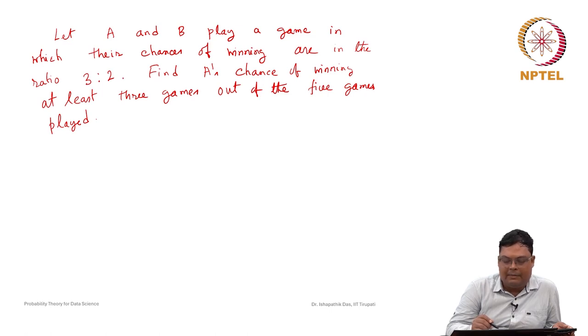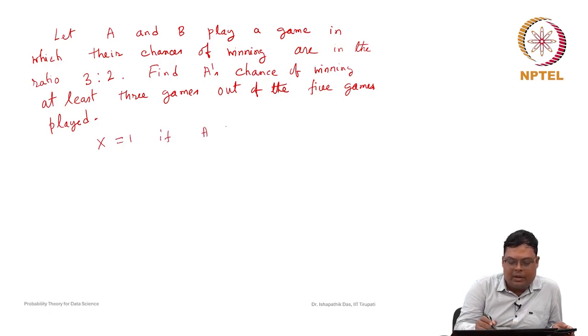So they are playing 5 times. First, let us suppose they are playing only once. Then X is the random variable that equals 1 if A wins, and equals 0 if B wins, for the case when they play once.